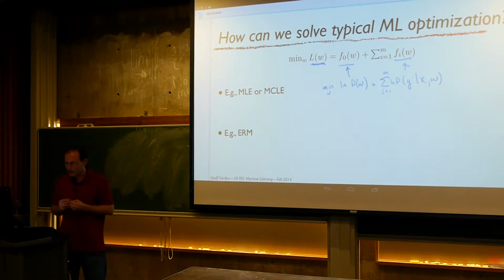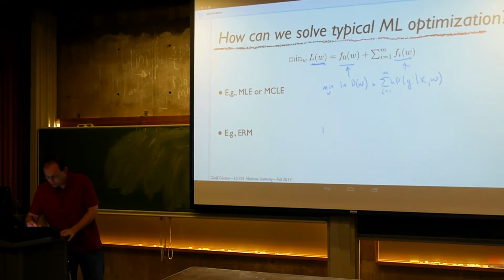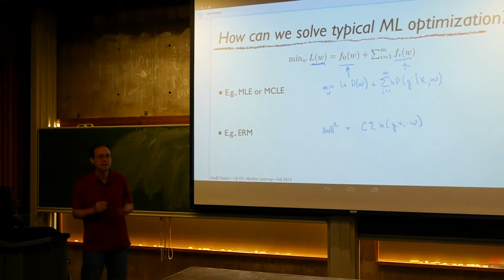Good. All right. Another example of where you'd see a problem like this would be empirical risk minimization, right? If you think of the perceptron as trying to solve an optimization problem, or the support vector machine would be another good example, right? So F0 could be the norm squared of our weight vector plus some constant times the sum of hinge loss applied to yi xi dot w, right? That would be another good example of a problem like this.